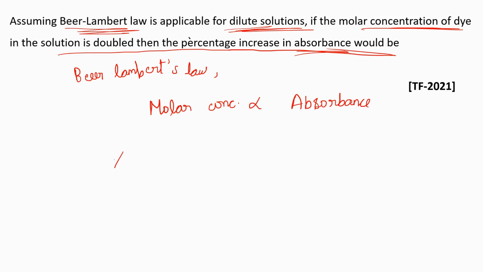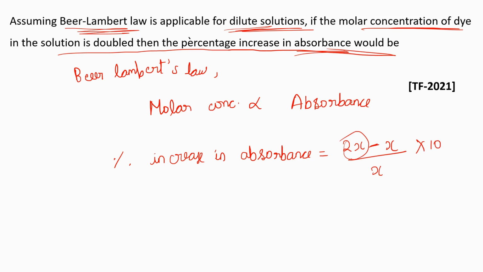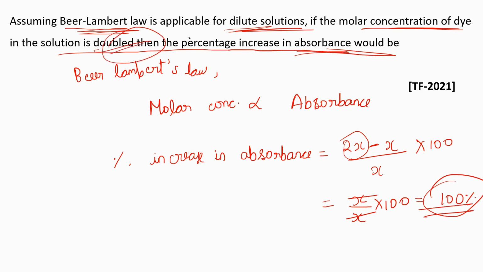So the percentage increase in absorbance would be the absorbance of second minus absorbance of first. Assume it to be x, it is double, 2x minus x, upon the original, x, that is final minus initial upon initial, into 100. So it is x upon x into 100%. Since it is directly proportional, if it is doubled, then it would also be doubled. In percentage increase, it is a 100% increase in the value of the absorbance. So the absorbance increases by 100% if the molar concentration of the dye in the solution is doubled. I think it is clear to you.